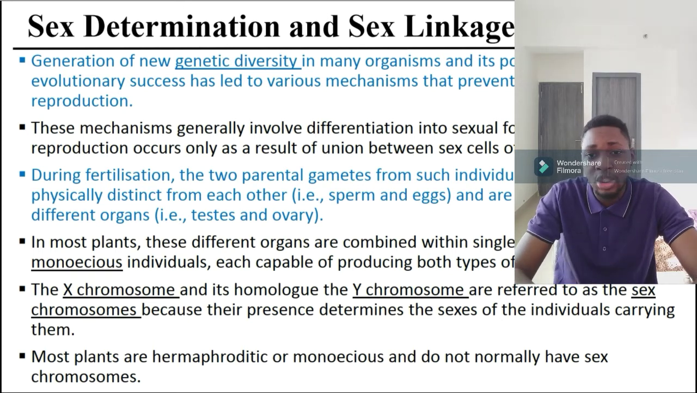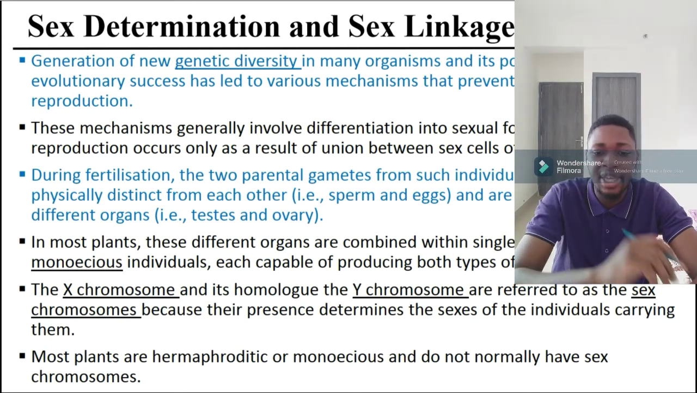Before we proceed, today I'm going to give you the background of sex determination. So let's quickly move on to sex determination, because at the end of this lesson, you should be able to answer the question: determine sex determination in humans. So let's quickly tackle this question.